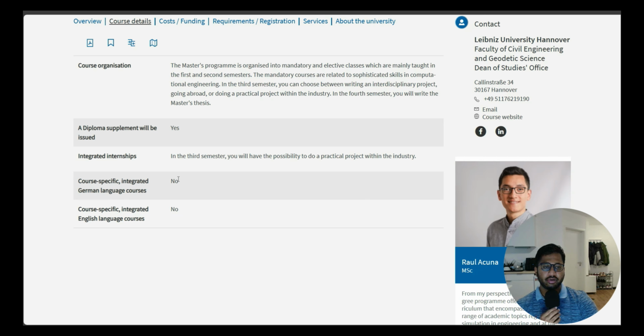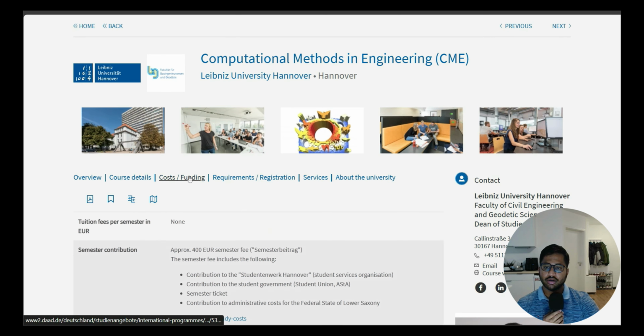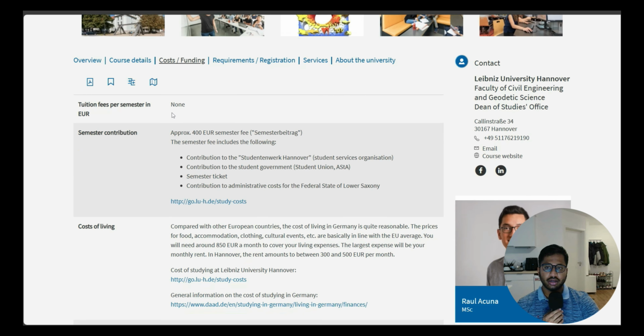Then course specific German language course, no. Course specific English language course is also not there. Cost and funding, as we already told, it is none, but you have to pay the semester contribution of approximately 400 euros, which also includes your student ticket. With this student ticket, you can travel as of now across complete Germany for free with regional buses. Once the Deutschland ticket is lifted, you will only be allowed to travel in Niedersachsen or whichever state Hanover comes under. You can just travel around in that city or state.